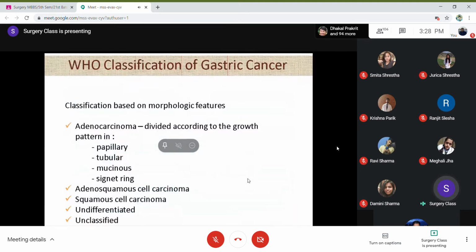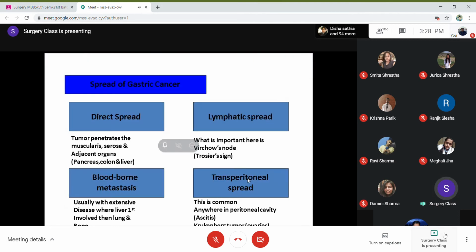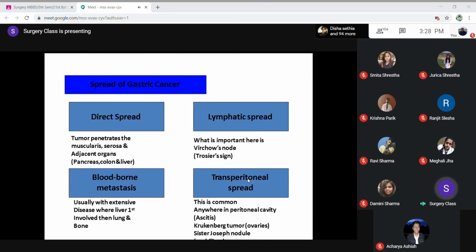So the WHO classification, again: adeno, squamous, undifferentiated, and unclassified. Okay, and there is one more classification, that is the Japanese classification of early and advanced type of gastric cancer. All these classifications you will get in Bailey and Love or the Sabiston textbook of surgery.